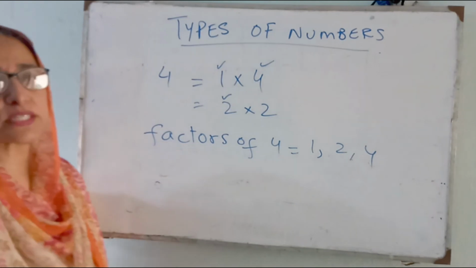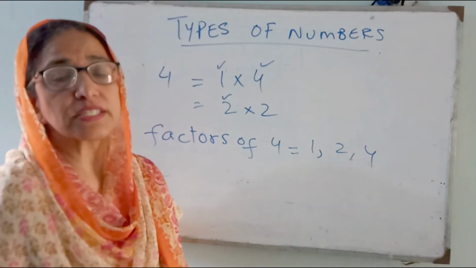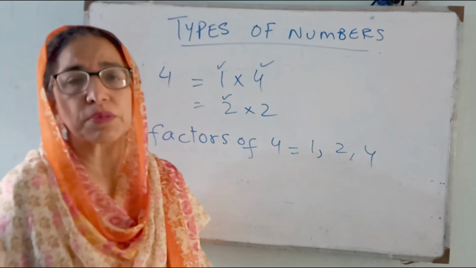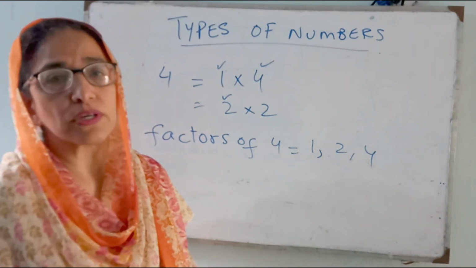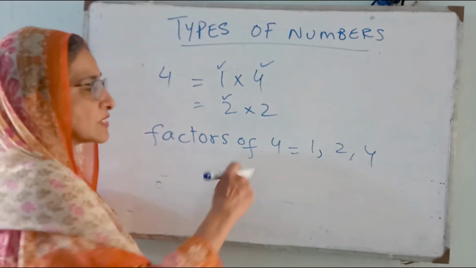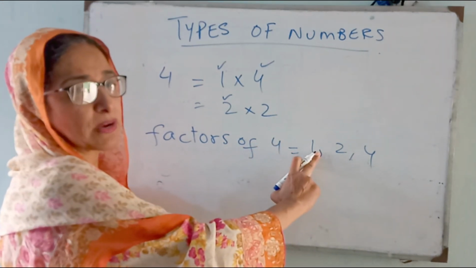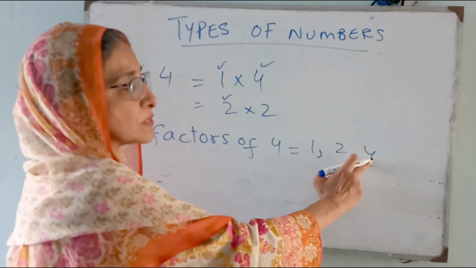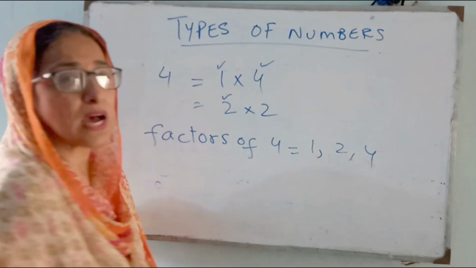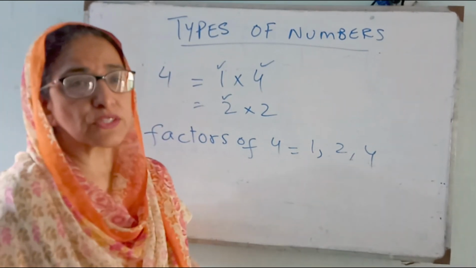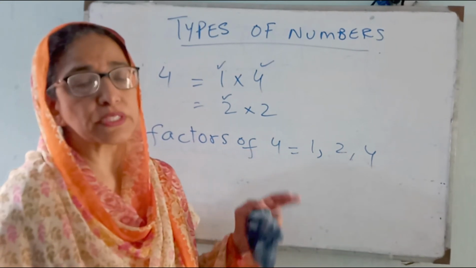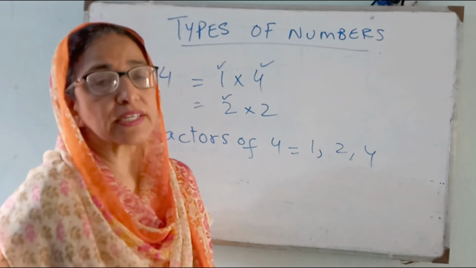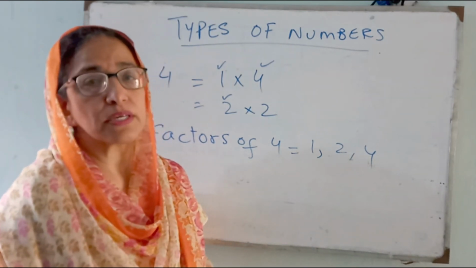So a number which is completely divisible by other numbers, those are called the factors of that number. For example, 4 is completely divisible by 1, 4 is completely divisible by 2 and 4 is completely divisible by 4. So these three numbers are the factors of 4. So 4 is a composite number. Any number which has more than 2 factors is called a composite number.